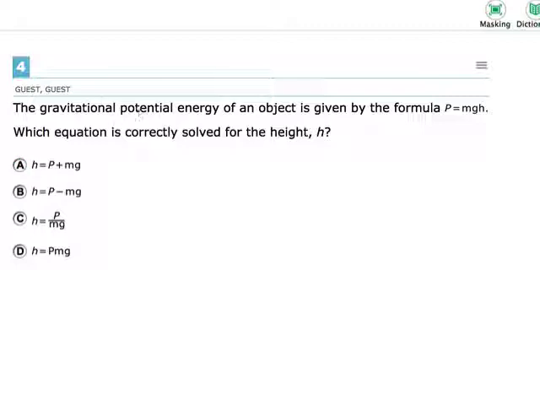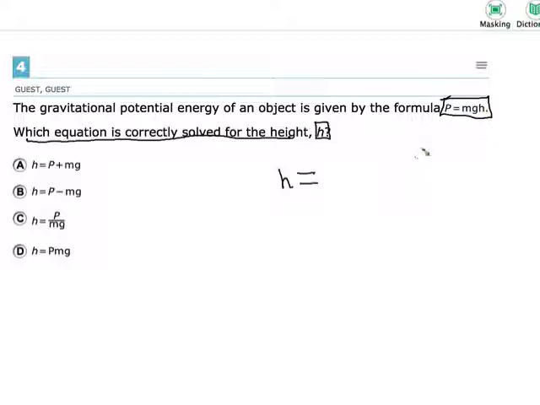The gravitational potential energy, blah, blah, blah, we don't even know. We just know, hey, the squiggle's something or other. Okay, don't let the fancy names throw you. The gravitational potential energy of an object is given by the formula P equals mgh. We need to know that one. What is the equation that correctly solves for height? So we need the answer to be h equals.